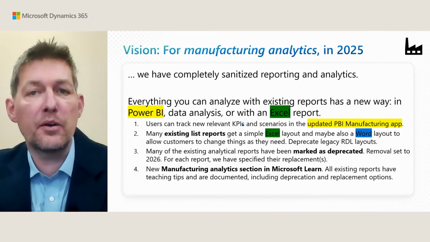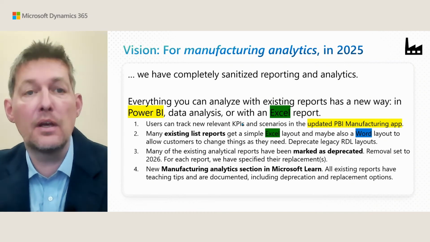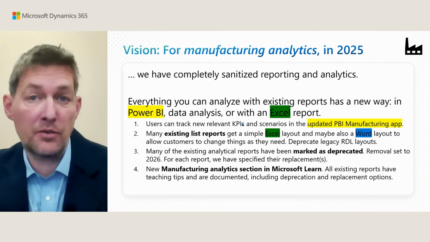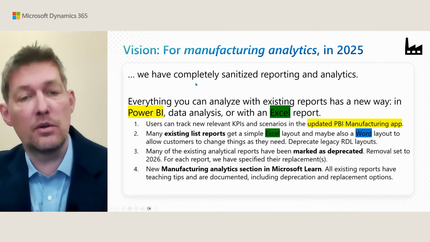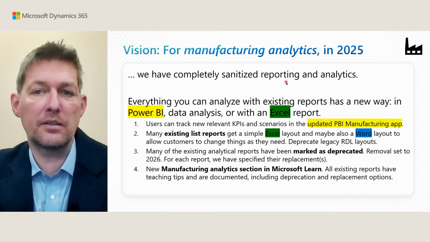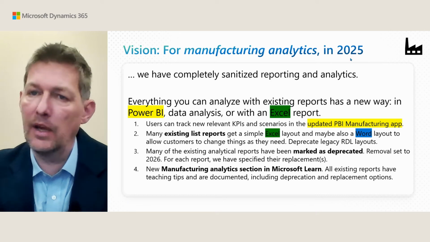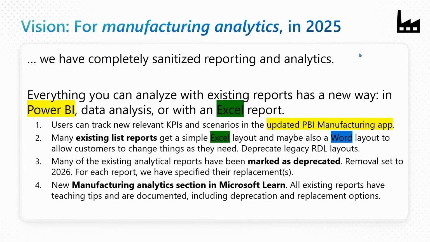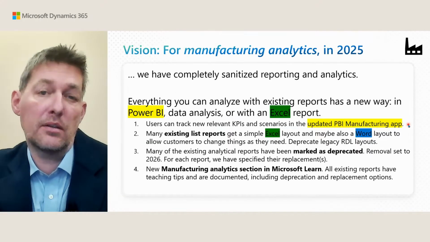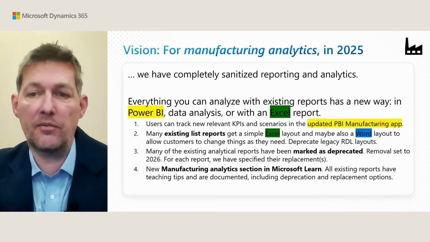So more than a year ago, when we planned many of the things that you are about to see, we had a vision for manufacturing analytics simply to completely sanitize the reporting and analytics for this area and have it done by 2025. And then, I know it's a busy slide, but color coding should hopefully help you. The first part of this is Power BI and color coded in the first part here, that you should be able to track important, relevant KPIs and scenarios in an updated manufacturing app.